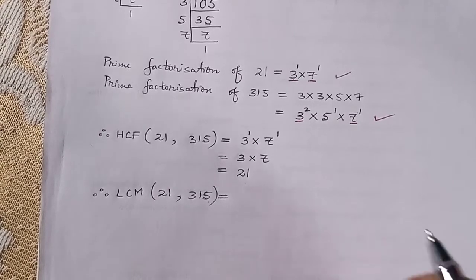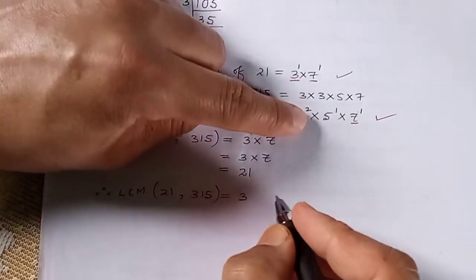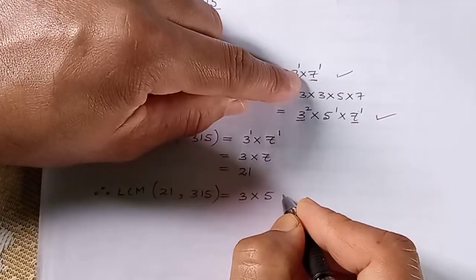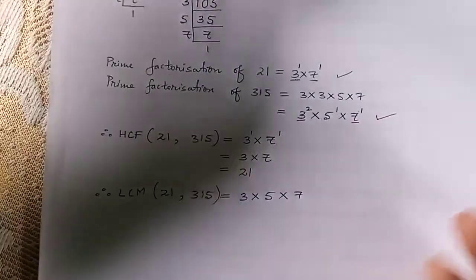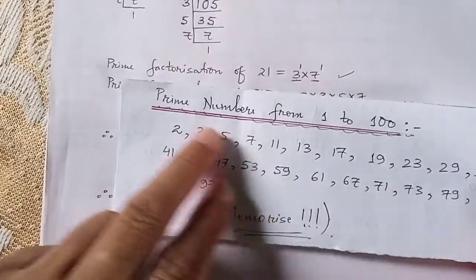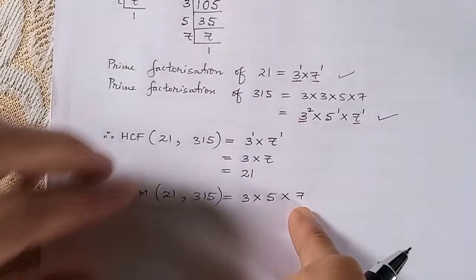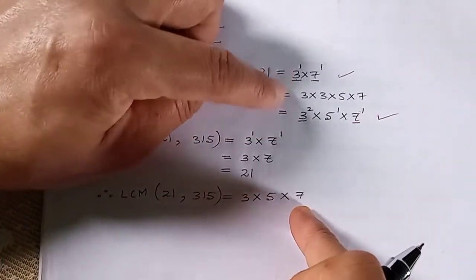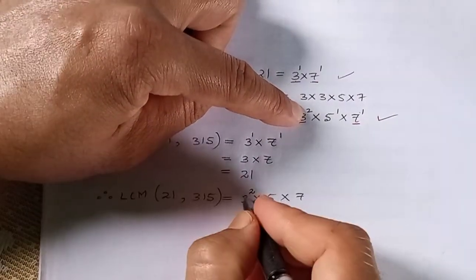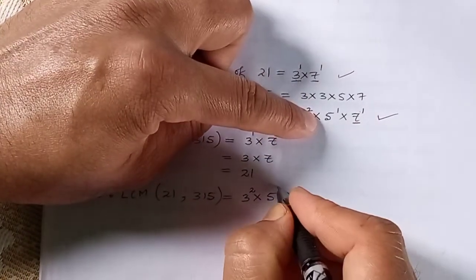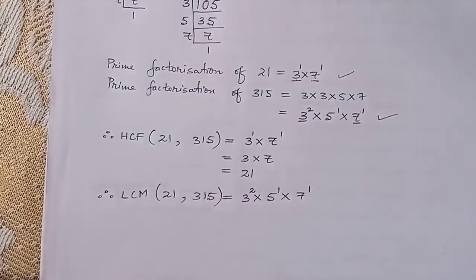So let's first write all the prime factors. 3 is a prime number, 5 is a prime number, and 7 is a prime number. So yes, 3, 5, 7 I've written. Now we write all of these with the highest power. If you look at the power of 3, it is 1 and 2, and 2 is the higher power, so the highest power is 3 square. 5 has only power 1, and 7 also has only 1. So 1 is the highest power.